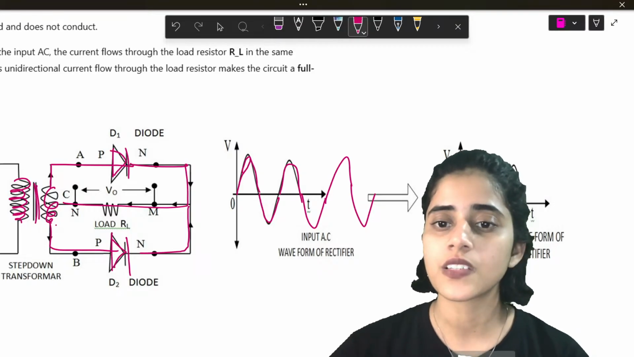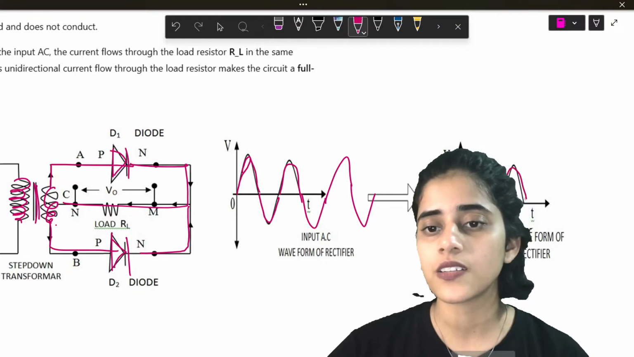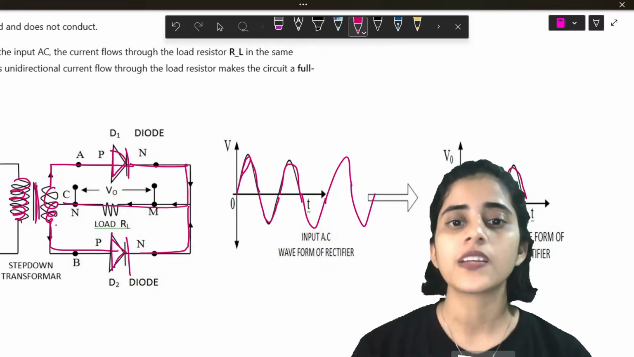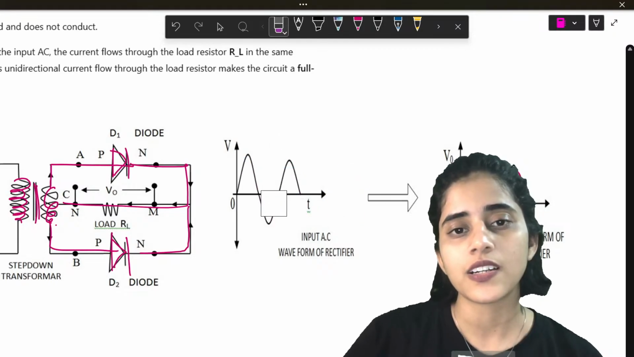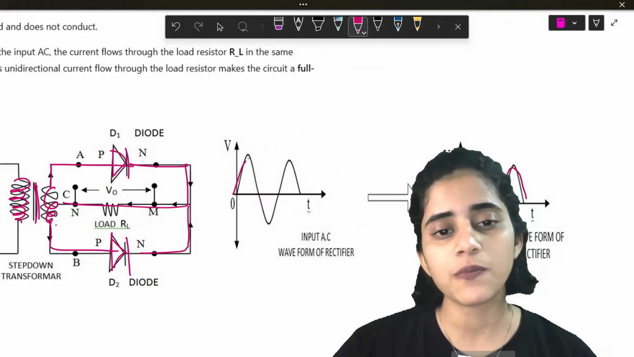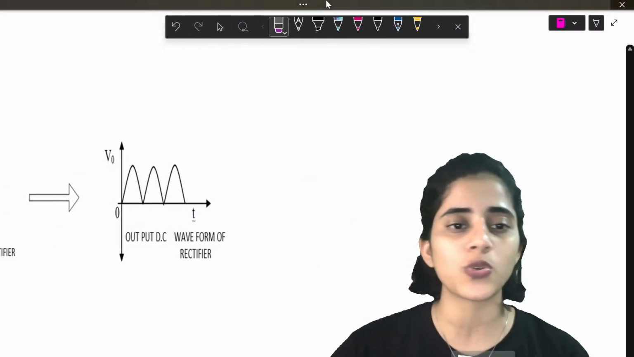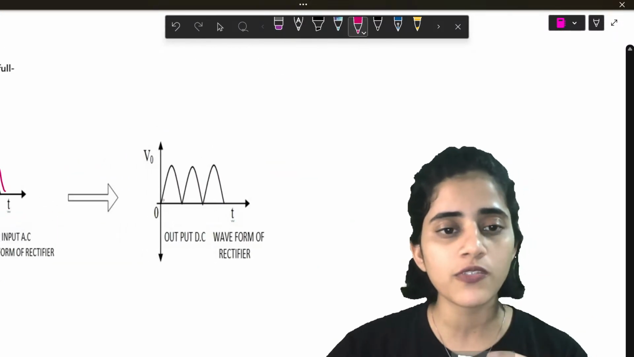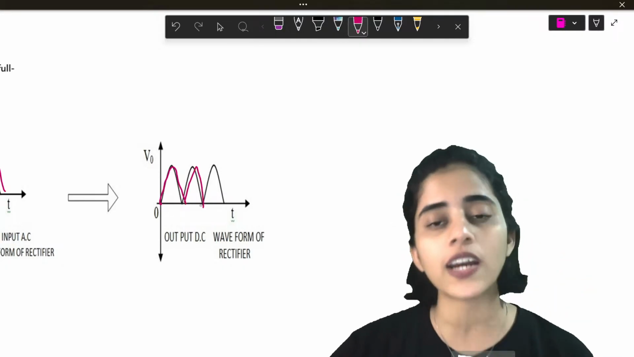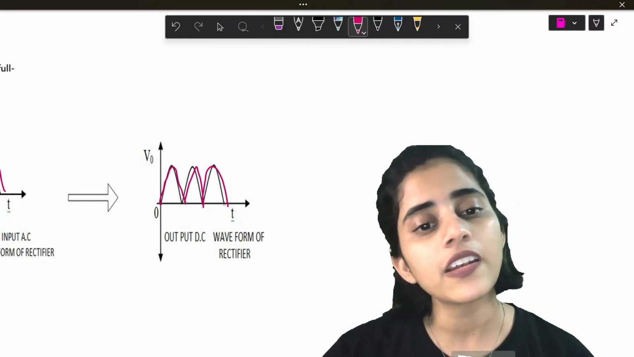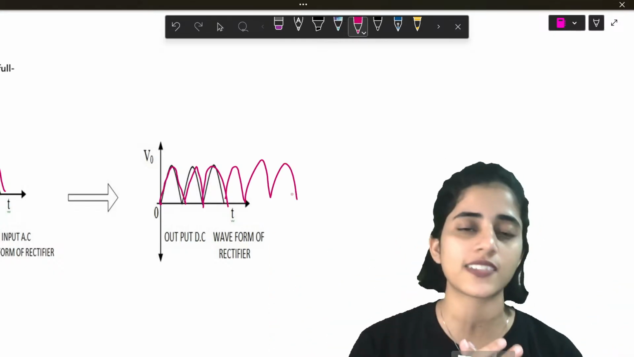Now, the output, DC, you will get. One small correction here: this is the input, which is AC, and what I had to draw was here, but I drew it here. So diode D1 first conducts, D2 is 0, then D2 conducts, D1 is 0, and then D1 conducts again, D2, D1, D2.